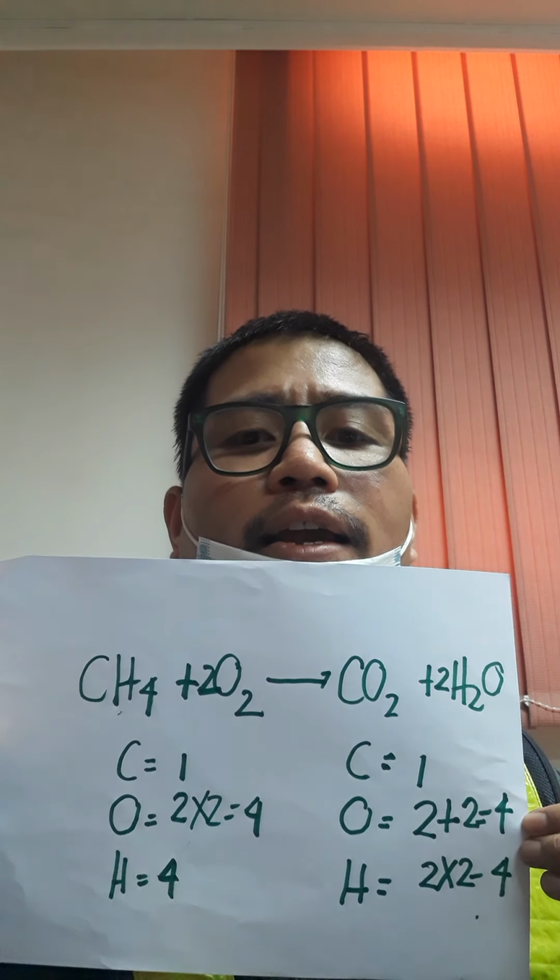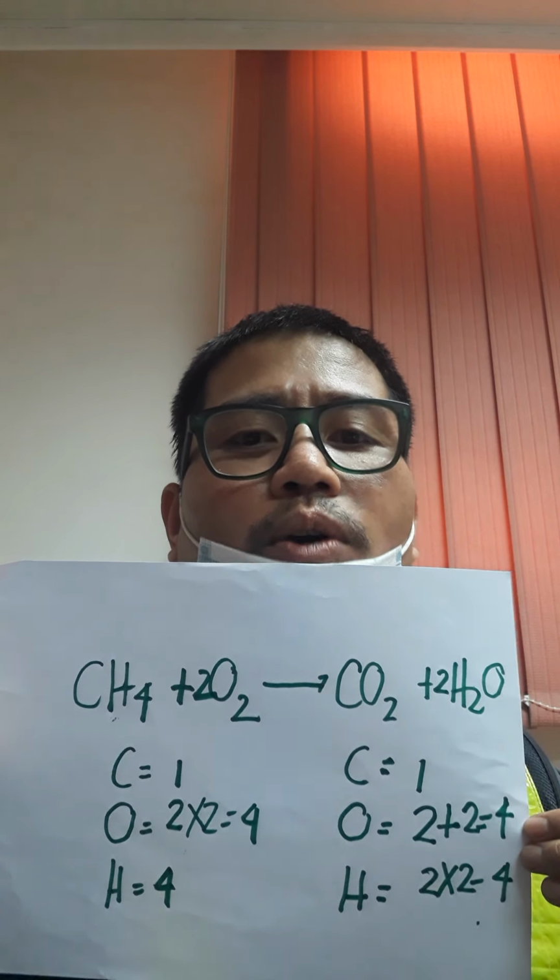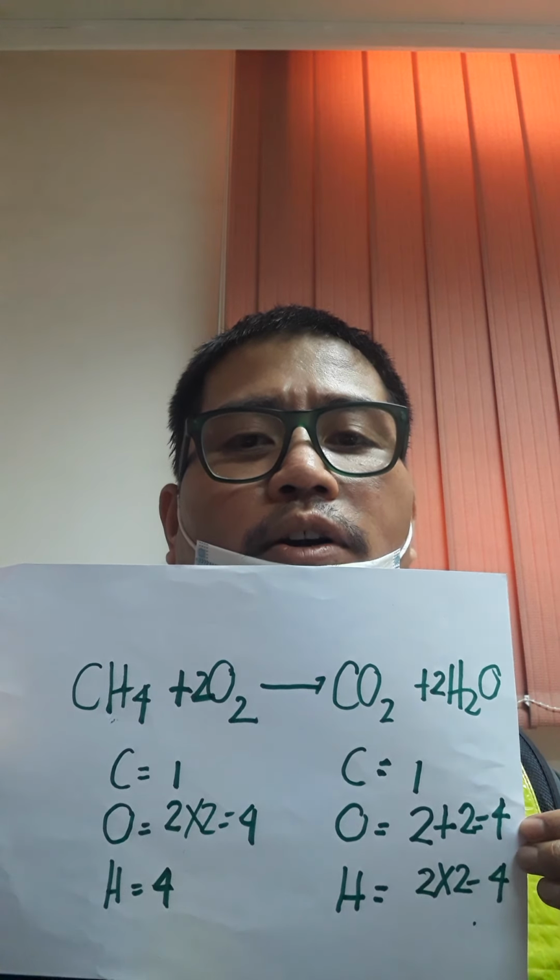Okay, like that. So it should now balance. Carbon, 1 from the right and 1 from the left. Oxygen is 4 from the right and 4 from the left. And hydrogen 4 from the right and 4 from the left. Reactants and products have the same number of atoms in each element. So the total number of atoms in the reactants is always equal to the total number of atoms in the products. So this equation is now balanced.